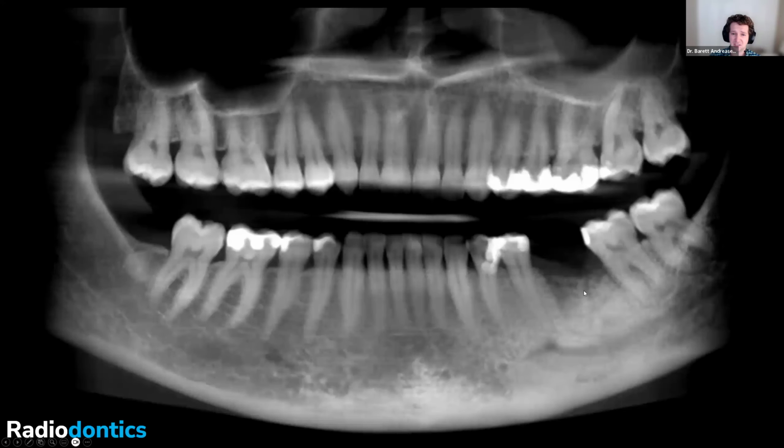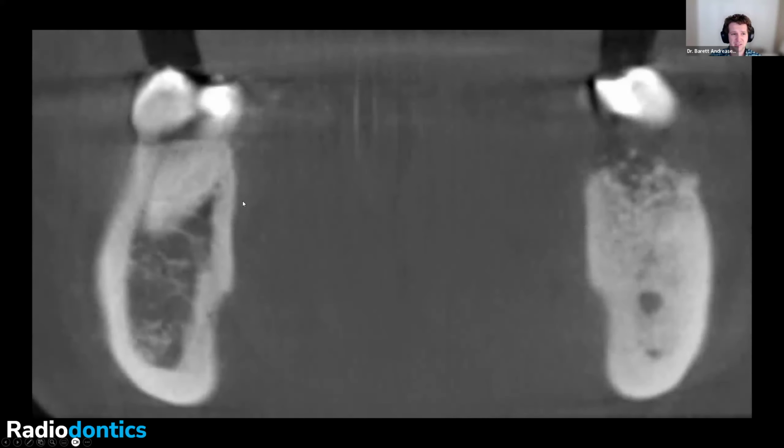We can still see this present even after we extract the teeth sometimes. It takes some time for that trabecular bone to return to normal. And so in this case, if we're comparing the right side, we have normal trabeculation. The left side, we have very, very sclerotic bone. This radiolucent area here in the middle of this mandible, that's our mandibular canal, right? It's really the only thing that's radiolucent in this whole entire area.